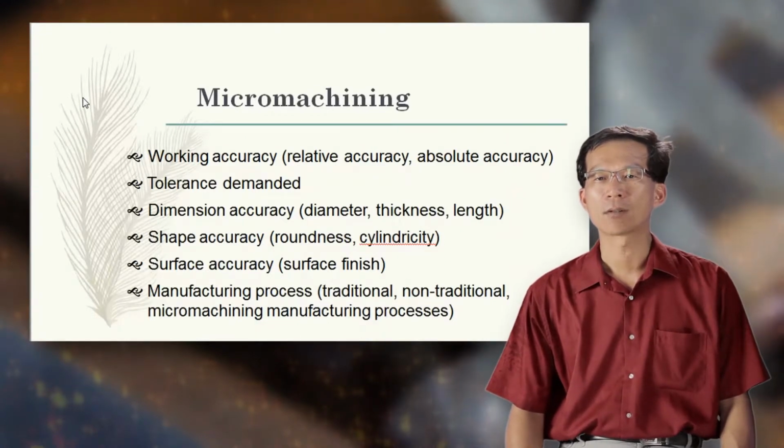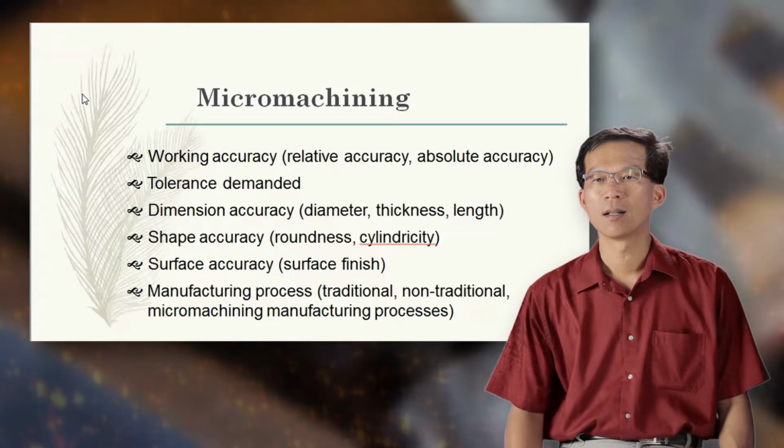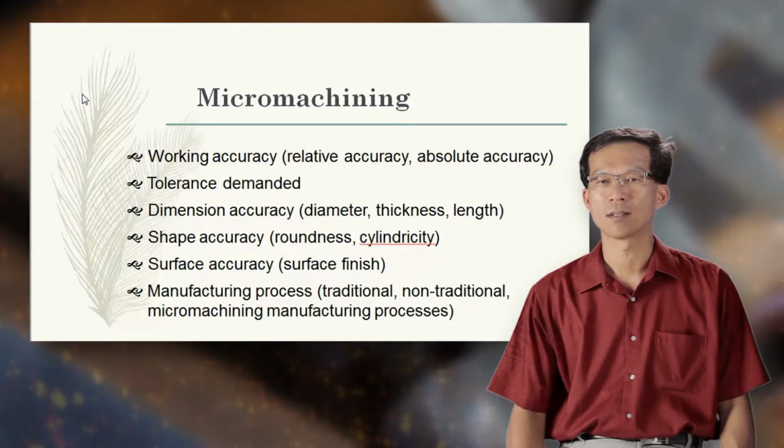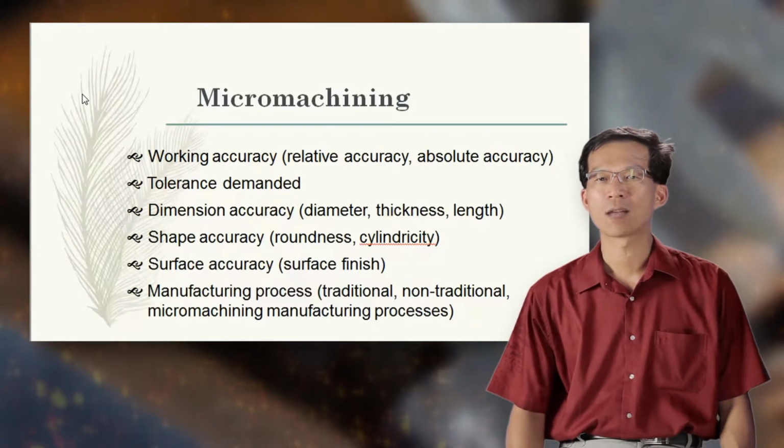Micro, meso, mechanical, and mental are mentioned when it comes to micromachining. Therefore, we call these four terms M4. In order to achieve micromachining, we will take the following factors into consideration. They are working accuracy, tolerance demanded, dimension accuracy, shape accuracy, surface accuracy, and finally, the manufacturing process chosen.